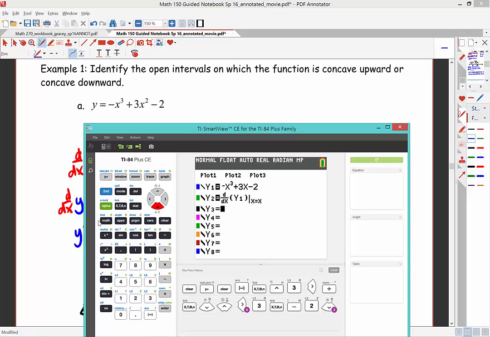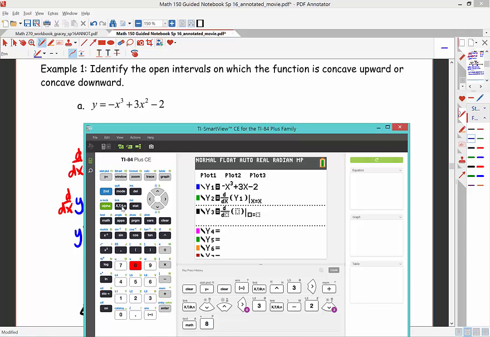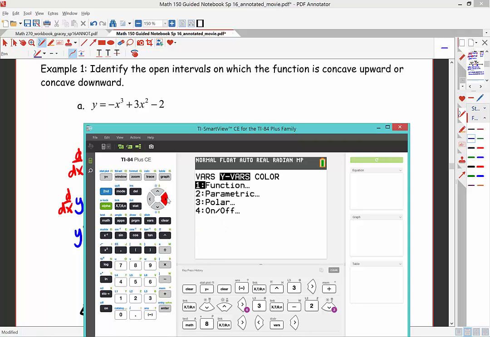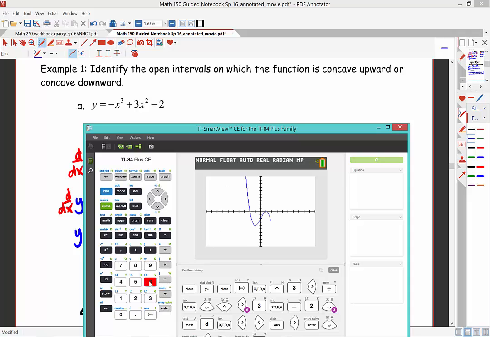So to do that, we'll go into math, and nDeriv is 8. And then we're doing this derivative with respect to x. And we want to do this on the variable y2. So we go to Y-VARS, Function, and then y2. And then we want it for all x, so we'll just say x is x. All right? So ready? Let's try Zoom Standard, and then we'll see what we need from there.